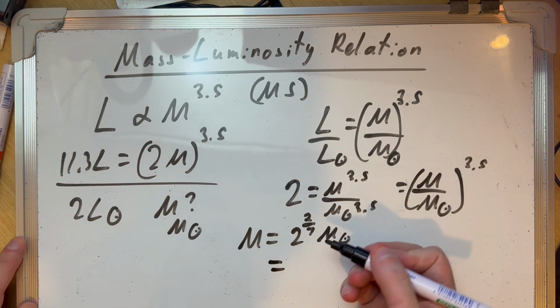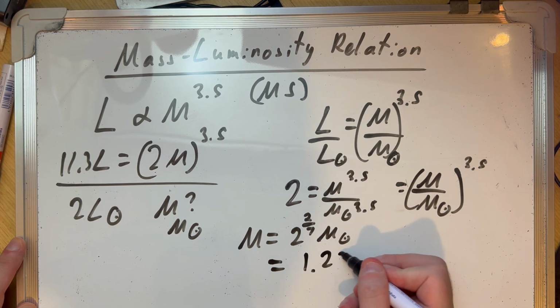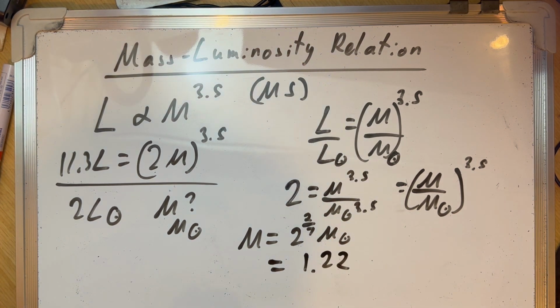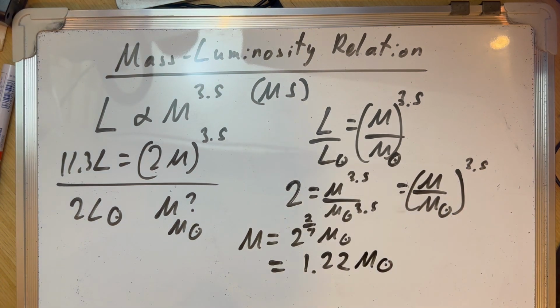It turns out 2 to the power of 2/7 is about 1.22. So it's 2 squared, 4, and then the 7th root of that. So 1.22 m sun. So if it was 22% more massive, our sun would be twice as luminous. Imagine that.